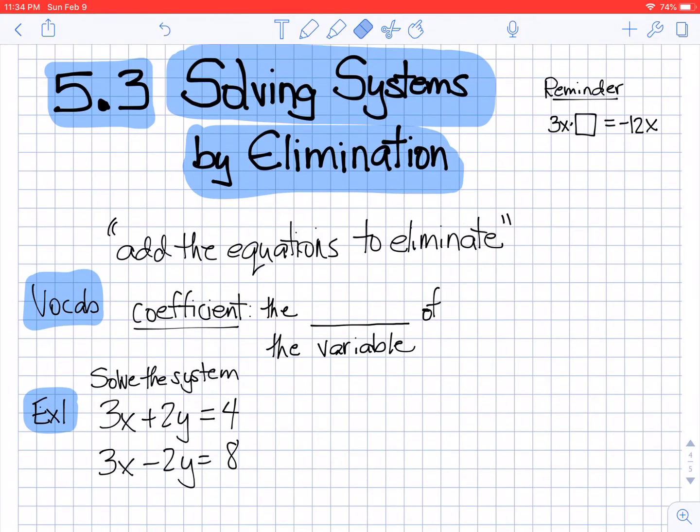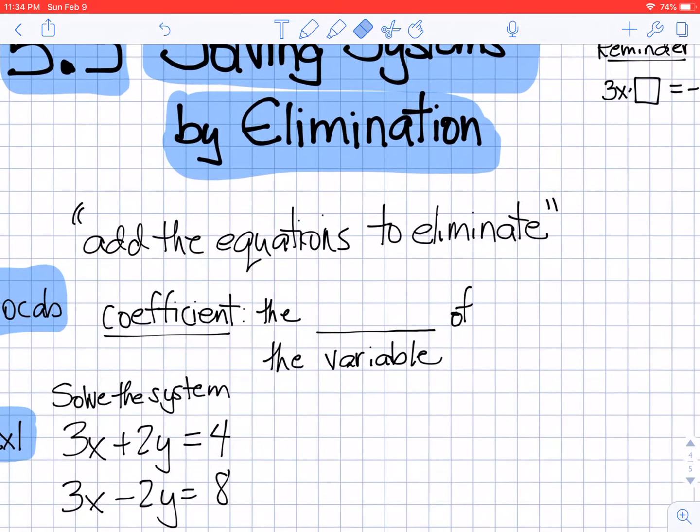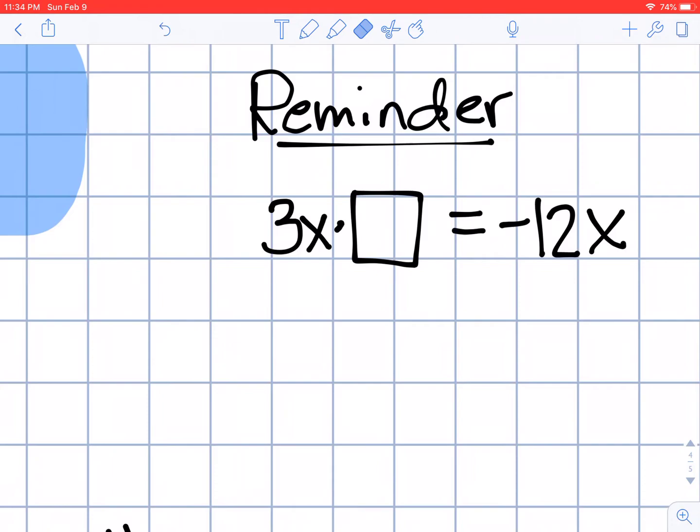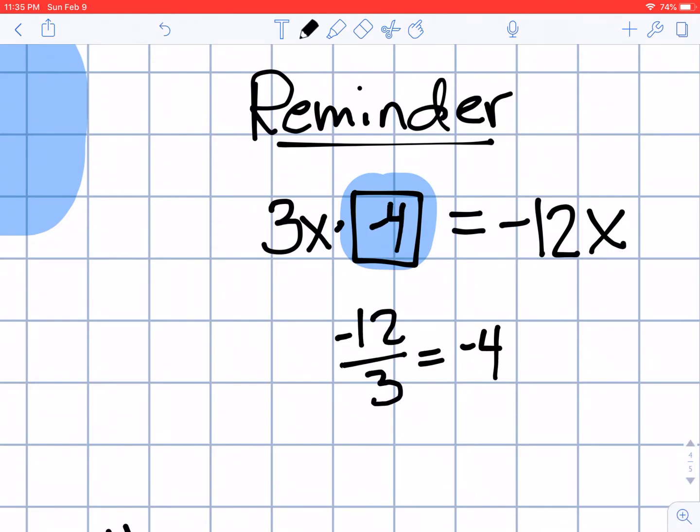This is Lesson 5.3, Solving Systems by Elimination. Quick reminder before we get going here. Many times as you solve these problems, you'll have to ask yourself a question like this: 3x times something is going to be negative 12x. In this case, just take the negative 12 divided by 3. Ask yourself, what is that? Negative 4. So that's going to be the number that you'll need to use.